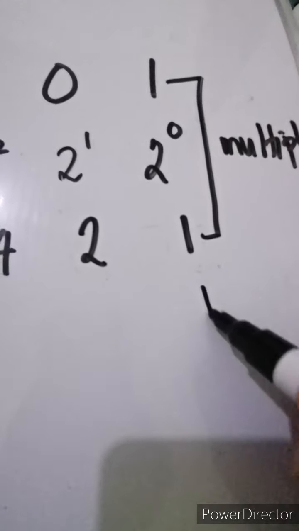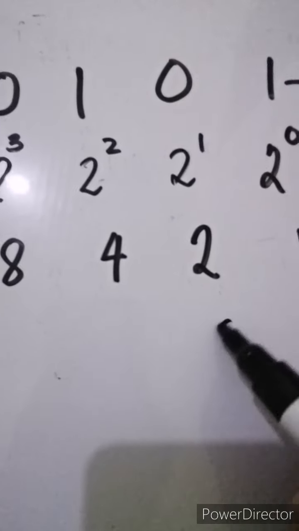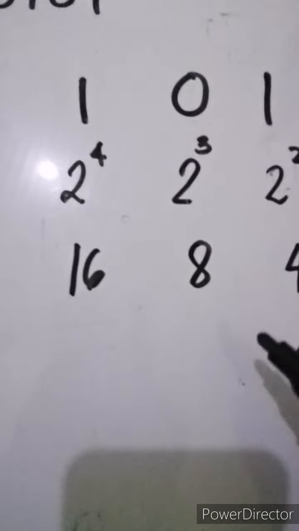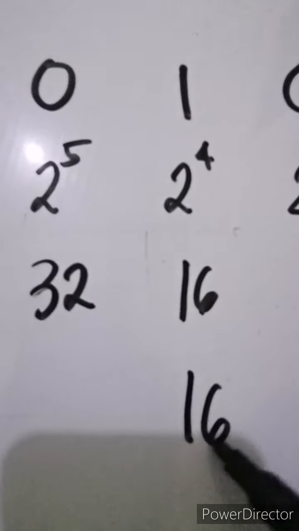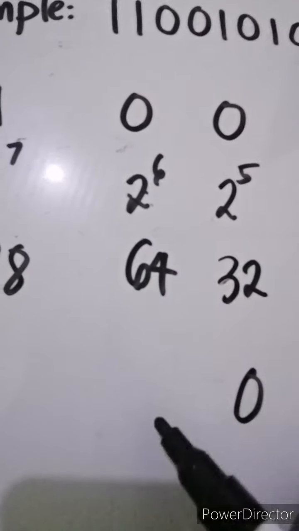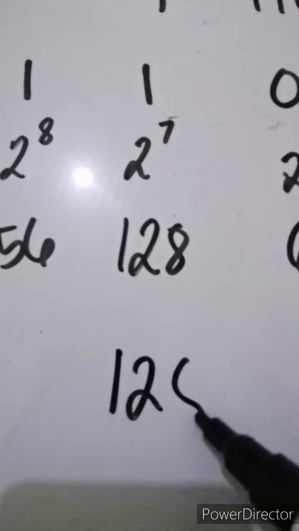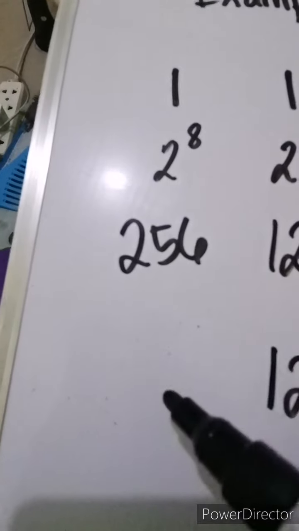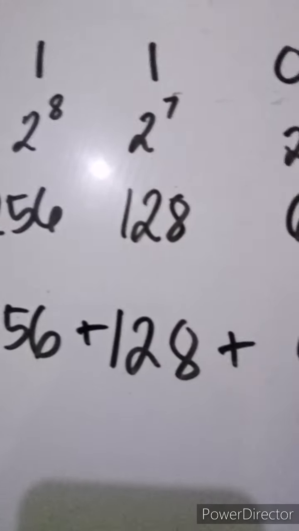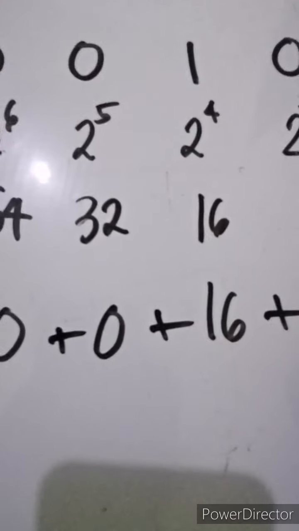So, 1 times 1 is 1. Then, 0 times 2 is 0. 1 times 4 is 4. 0 times 8 is 0. 1 times 16 is 16. 0 times 32 is 0. 0 times 64 is also 0. Then 1 times 128 is 128. And the last, 1 times 256 is 256.